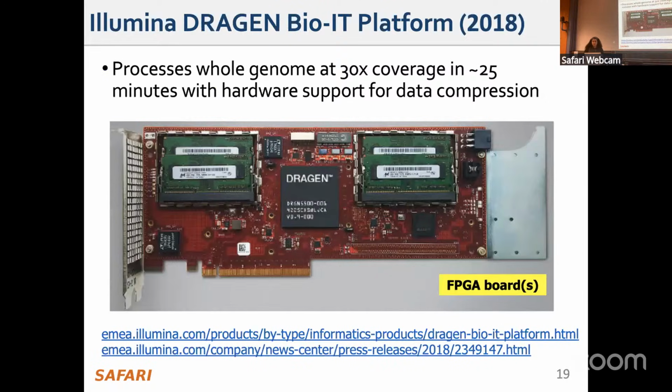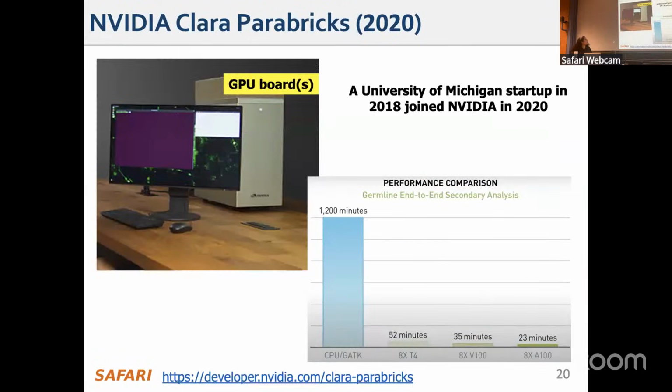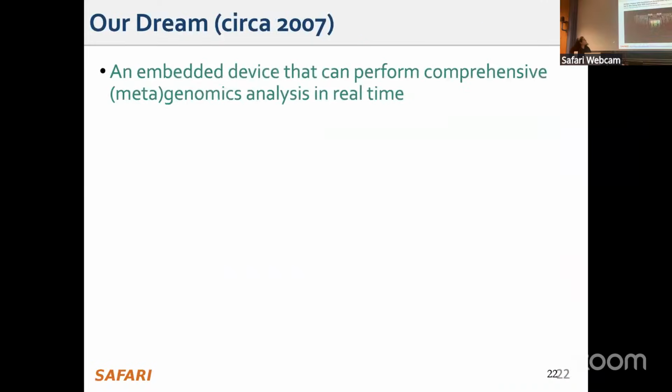Anyway, because of the importance of this domain, there's been a lot of effort from both industry and academia to start accelerating the processes involved in genomics and metagenomics. Some high-level examples are shown, and there are many more as well.